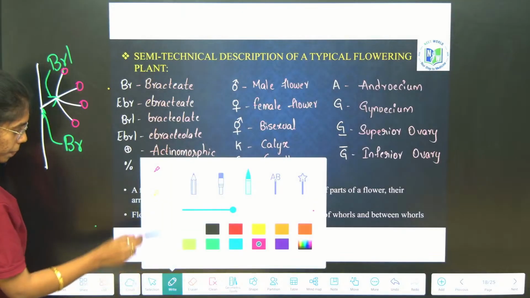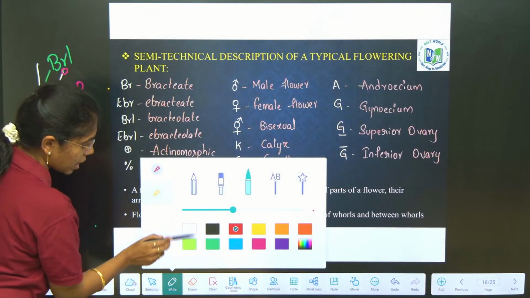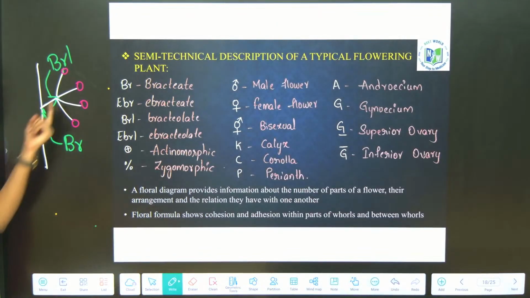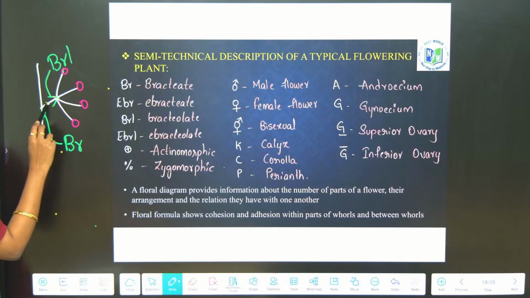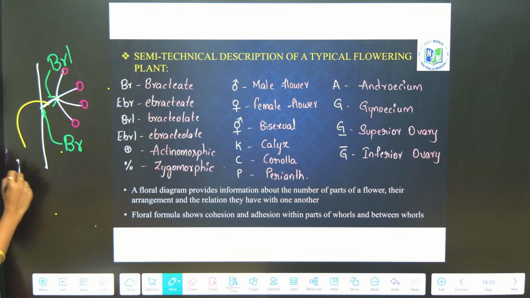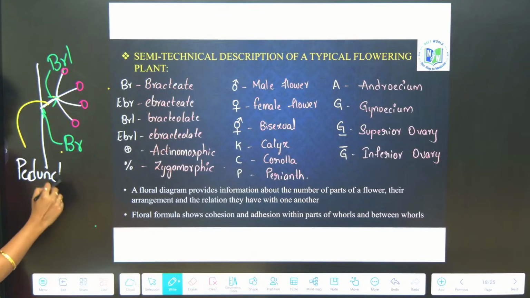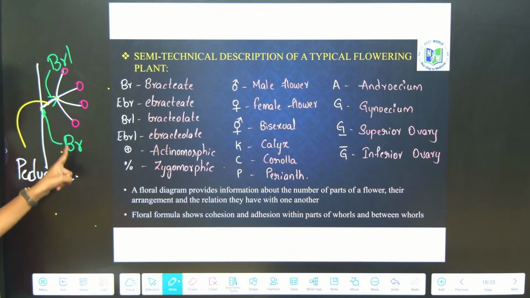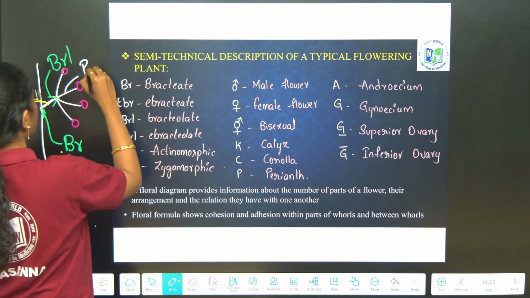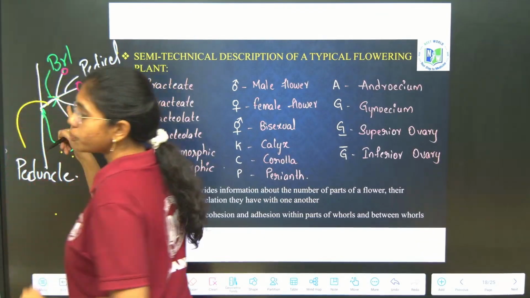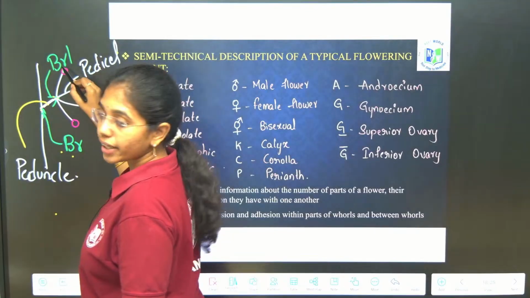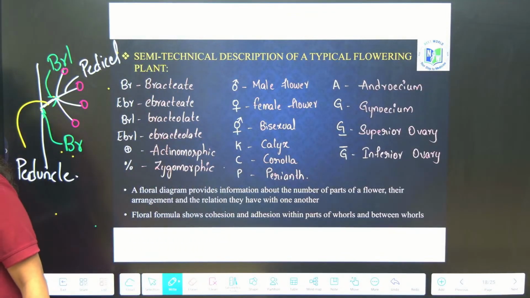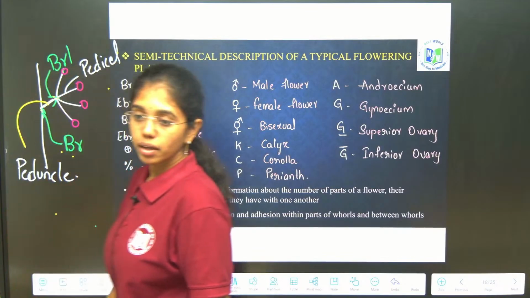Okay, so in a single flower only I am saying. In a single flower also, if here is a bract and here is a bract, this is termed as bracteate, this is termed as bracteolate. This stalk is the peduncle. The bract which is below the peduncle is what? Bracteate. This is the pedicel. The bract which is below the pedicel is called what? Bracteolate. Clear, right? Any doubts anywhere?